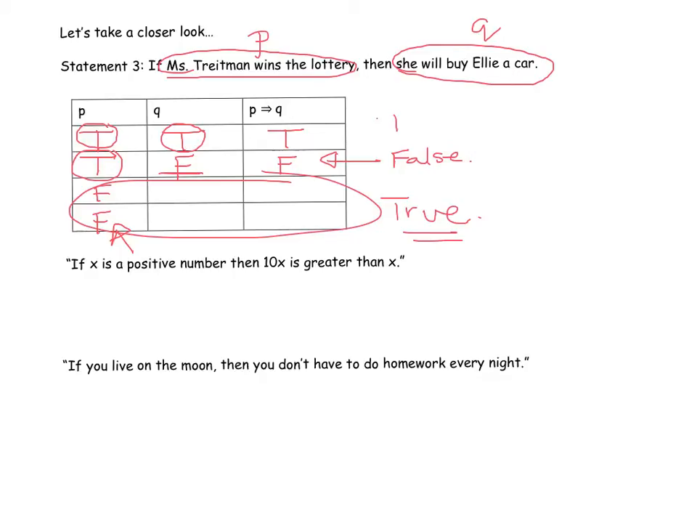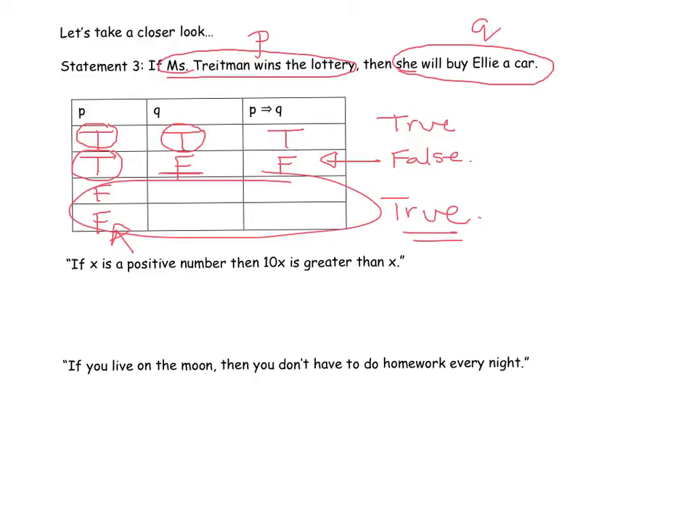So we have true for the first scenario. I win the lottery and I buy a car. We have true, because I didn't lie, if I don't win the lottery. The one thing that could make me a liar, the one thing that could make this statement false, is if I do win the lottery and I don't buy Ellie a car.